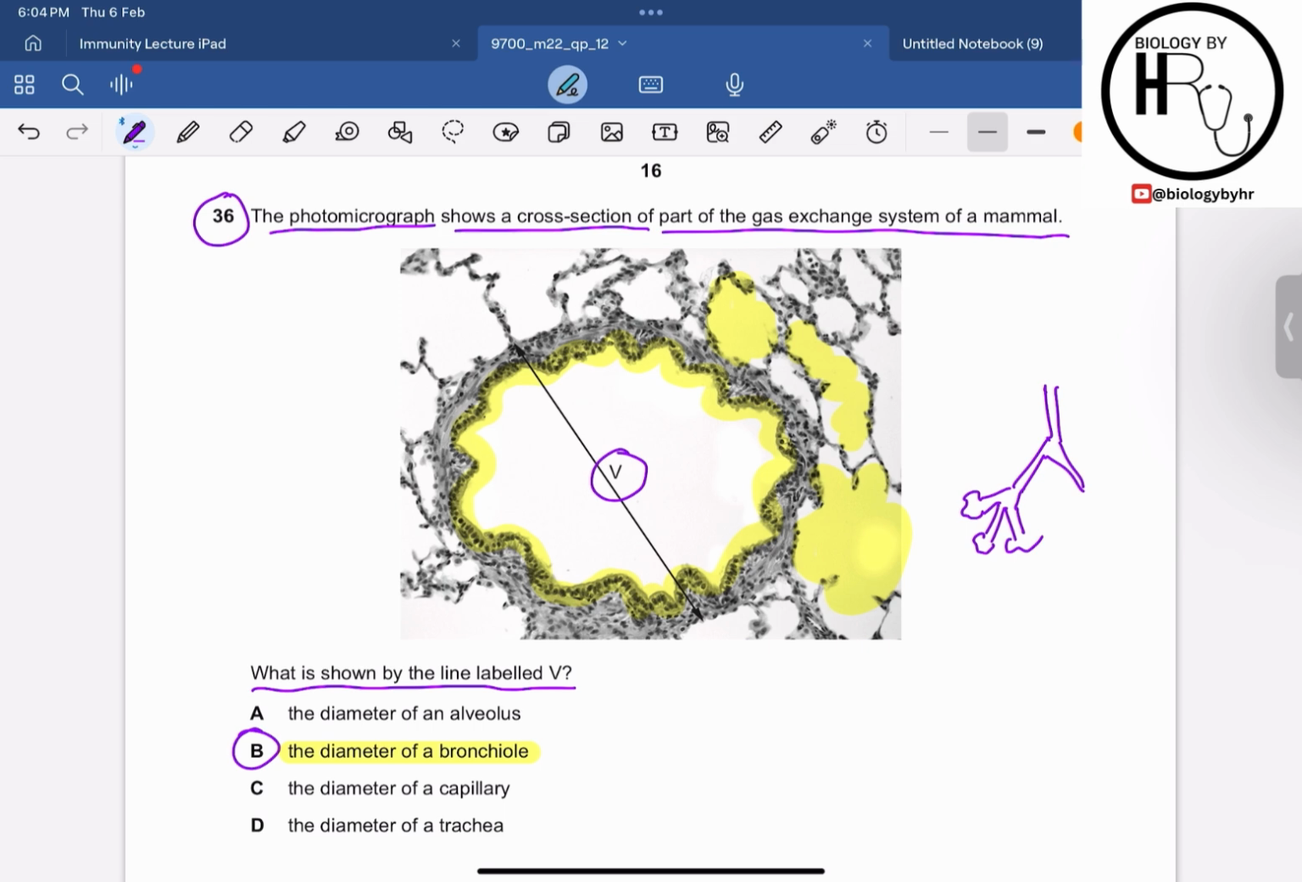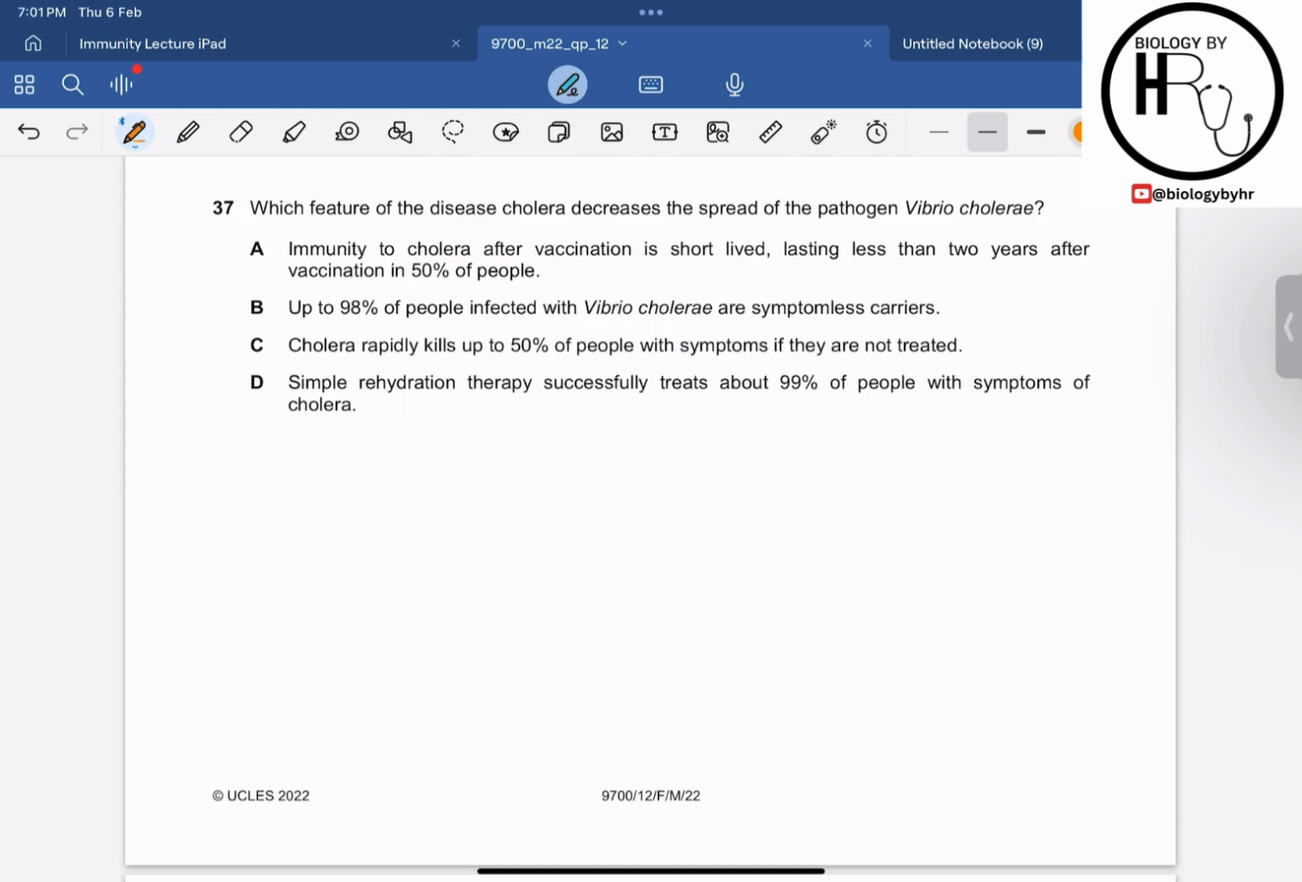I hope that this MCQ is clear to all of you. The gas exchange micrographs and the photomicrographs are very important. You should know how to identify each and every structure, alveolus, bronchioles, bronchus, trachea in the photomicrographs, right.